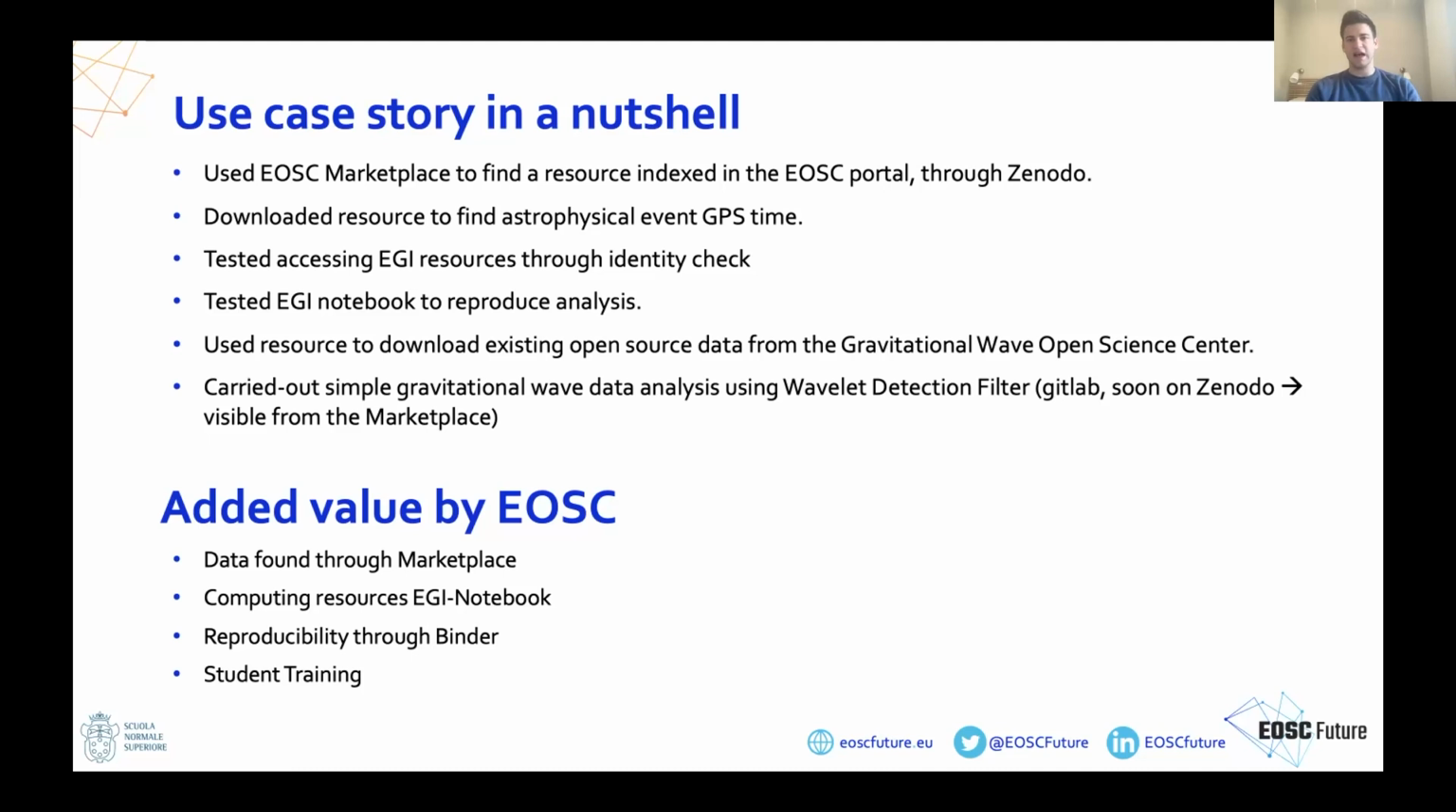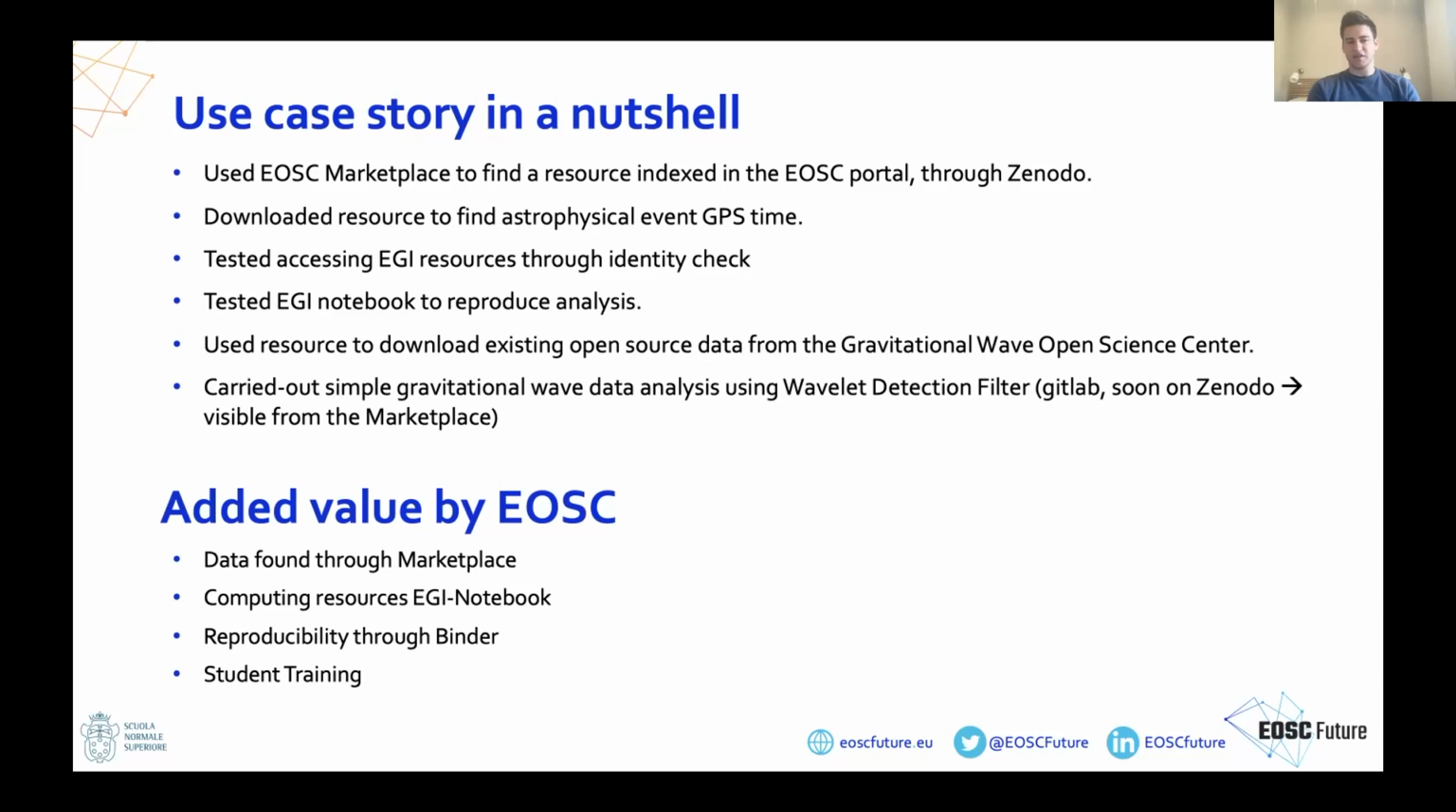And in a nutshell, what we did was to use the EOSC marketplace, first of all, to find resources indexed, and in this case, they were indexed through Zenodo. We downloaded these resources to find GPS times of astrophysical events, and then we did a number of tests. We tried to access EGI computing resources, and we tested the notebooks in order to reproduce the analysis. We then downloaded the open source data from the publicly available Gravitational Wave Open Science Center, and we carried out this simple gravitational wave analysis using our specific custom wavelet detection filter library, which is planned to be soon uploaded on Zenodo, and therefore be visible to the marketplace.